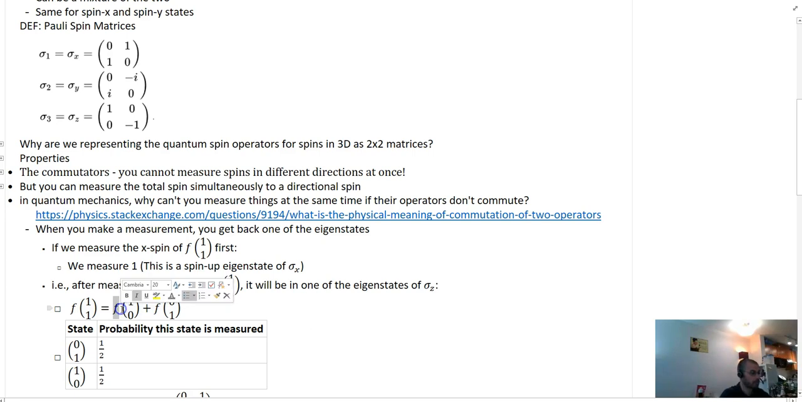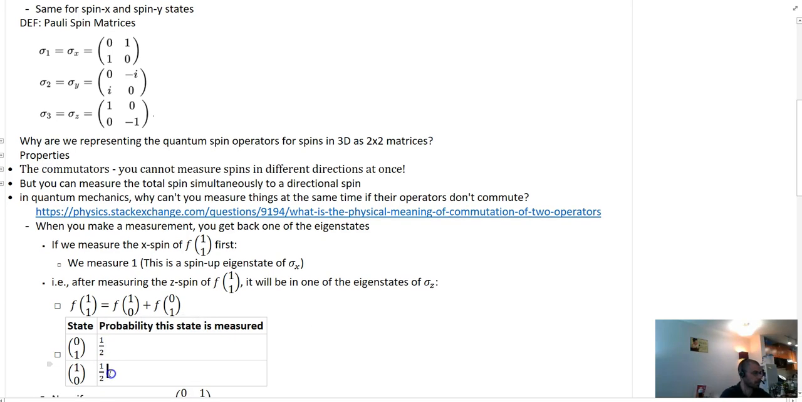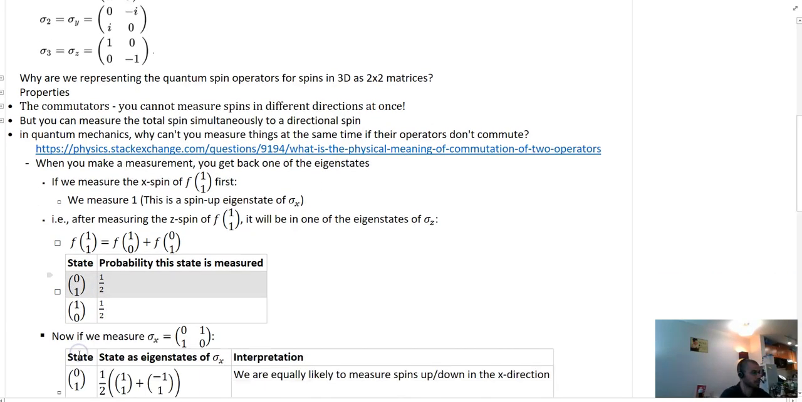So the probabilities are the number in front squared, right? We just take this f, which is 1 over square root 2, we square it, which gives us 1/2, and that's how we get this probability of it being, I guess, spin up. And then we take this squared, and that gives us the probability of it being spin down. Okay, so there's a 50% chance that we measure it as being spin up, and a 50% chance that we measure it being spin down.